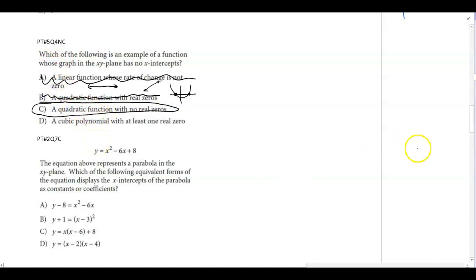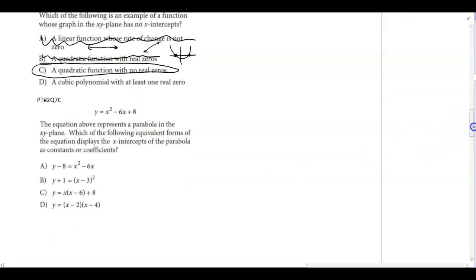Okay, the next one. The equation above represents a parabola in the xy plane. Which of the following equivalent forms of the equation displays the x-intercepts of the parabola as constant coefficients?